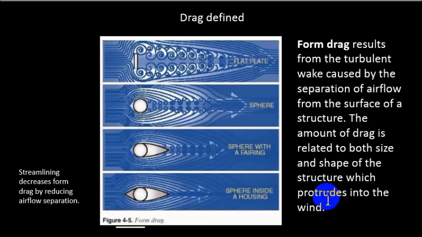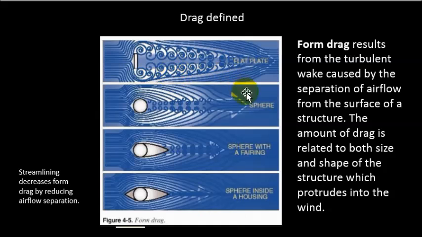Here's form drag, and this comes back to our first slide in this lesson that I showed you. Form drag results from a turbulent wake. Like sticking your hand out of the window, it causes a turbulent wake. When you're in that moving car, you stick your hand out, and you can feel it by your hand bouncing around violently. Say if you're on the highway, 65 miles an hour, on the passenger side, of course, not driving, you just stick your hand out the window, it causes a turbulent wake.